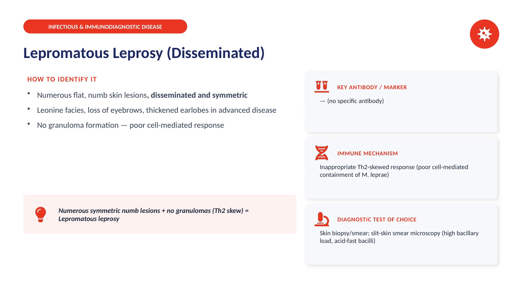Lepromatous leprosy can be identified by numerous flat and numb skin lesions that are spread all over the body in a symmetric pattern. In more advanced cases, patients develop characteristic thickening of the earlobes, loss of eyebrows, and a leonine facies appearance, which means the facial features look rough and swollen.